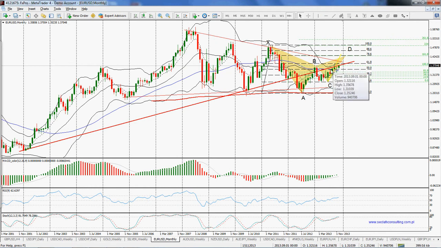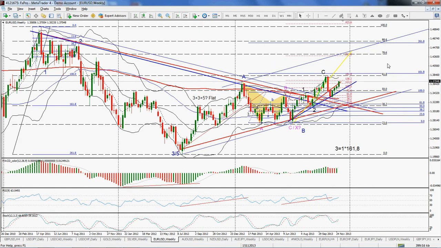You can see that line was broken here once again. This was the first break of this line. There was a second strong one as well, and we are currently at those levels. I do not rule out that we will make this right arm of this triangle. This is also possible, especially as the MACD indicator is going up and has broken the zero line. So this always indicates some strength to the upside, especially on the monthly chart.